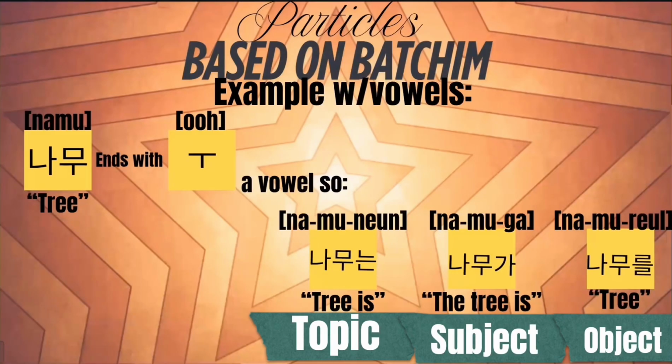Particles based on batchim, example with vowels. The hangul on the left is namu, which means tree, and it ends with u, which is a vowel, so for your topic marker, you would use neun, so 나무는. For your subject, you would use 가, so 나무가. And then for your object, you would use reul, which would be 나무를.